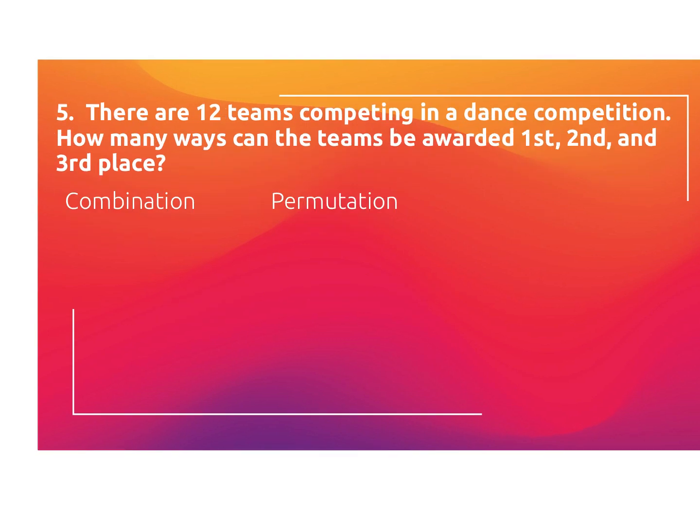Number 5 says there are 12 teams competing in a dance competition. How many ways can the teams be awarded first, second, and third? Well, I would much rather have first place than third place. Although any place would be fantastic, I would prefer first place. So in this one, order does matter. So this one's going to be a permutation. I have 12 total teams, and I'm picking 3. So 12, pick 3. I'm going to put 12, probability button, picking 3, and I get 1,320 ways.